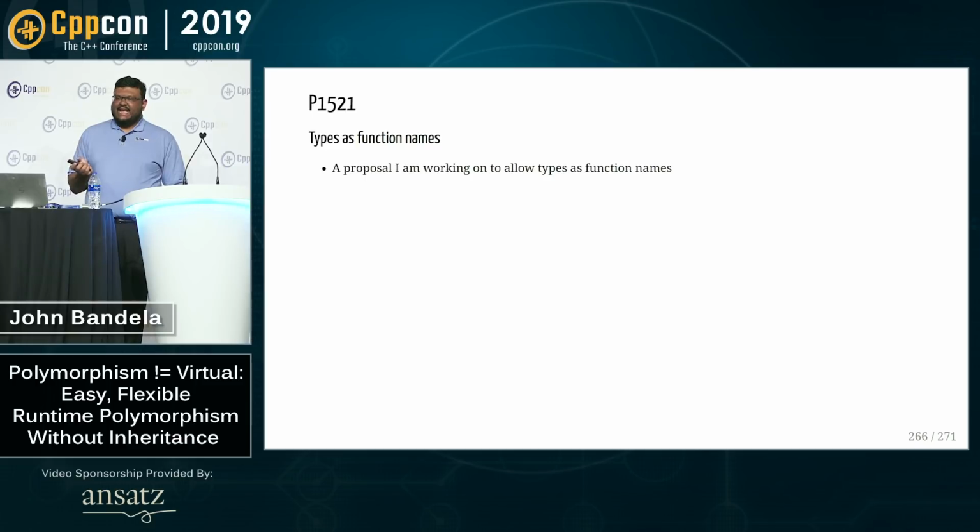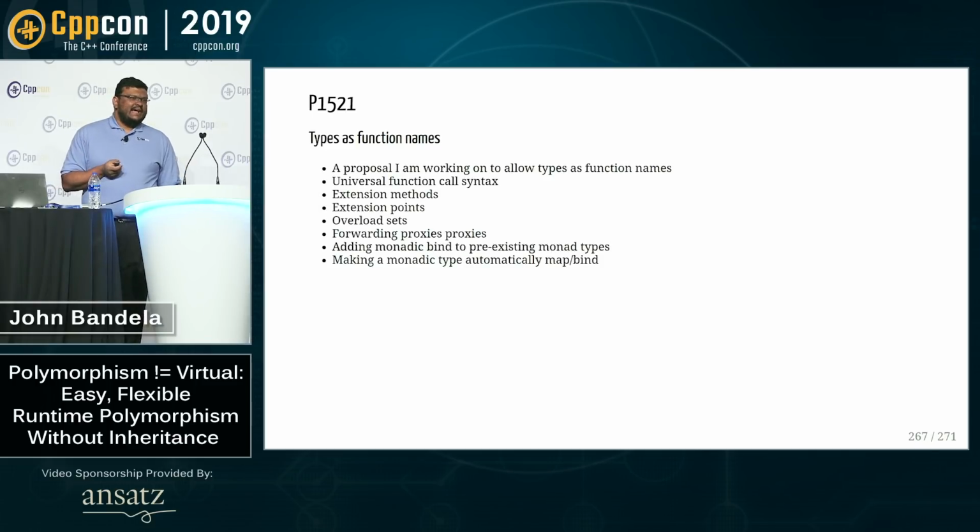So instead of naming functions by names, we name them by types. And it can actually get us out of a lot of quandaries that we currently experience in C++. It'll allow us to do universal function call syntax. It can allow us to do extension methods, extension points and customization points without running into the problems that we have with ADL blowing up everything. We can easily do overload sets. We can write forwarding proxies that will take a call on a member function and forward it on to some contained object. We can add monadic binding to pre-existing monad types without modifying them. And we can even write a monadic type that will automatically map bind based on what's being called.